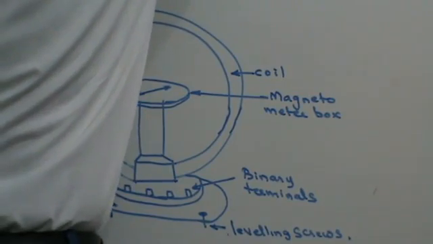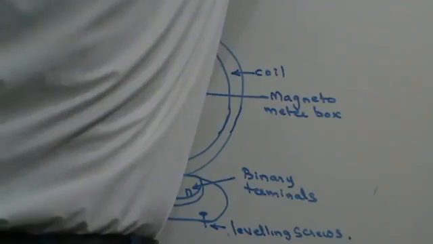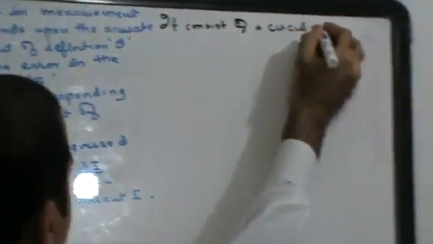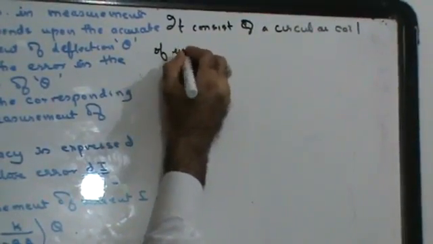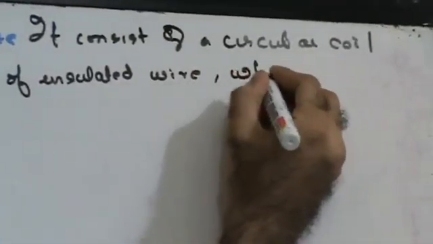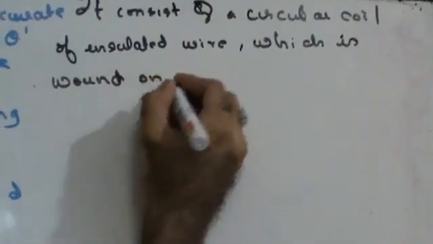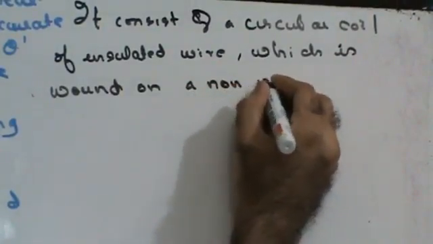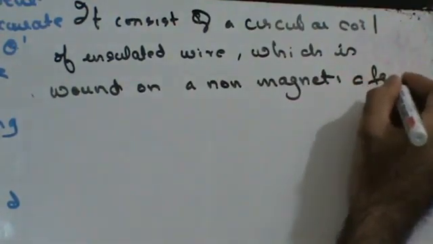It consists of a circular coil of insulated wire which is wound on a non-magnetic frame.